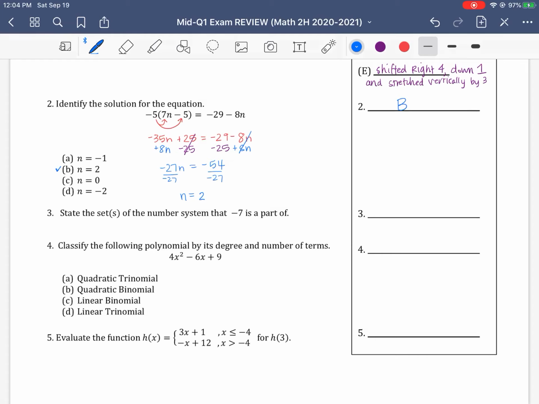Number 3, state the sets of the number system that -7 is a part of. Remember, the number system starts with those natural numbers on the inside, and natural numbers are just counting numbers starting at 1, 2, 3, so -7 wouldn't be in there. The whole numbers include 0, but it wouldn't be in there either. Not until we get to the integers do we start having negative numbers. So integers and then all the number sets moving out.